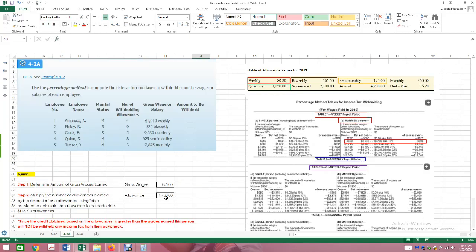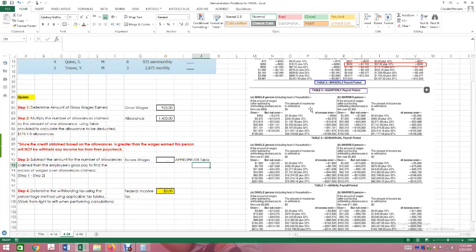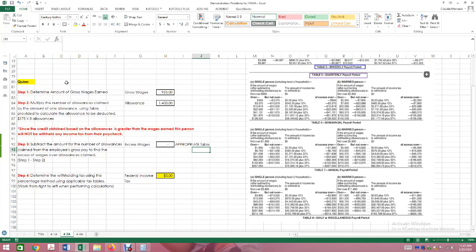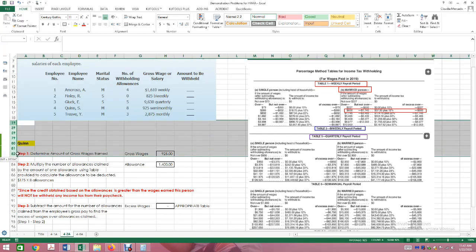Okay? When working this problem, just make sure that you are looking at the correct values for the table of allowances. Also, looking at the right tables. How frequently are they getting paid? And are they single or are they married? Okay? That is very important. And then just follow the 4-step approach and you should do well.